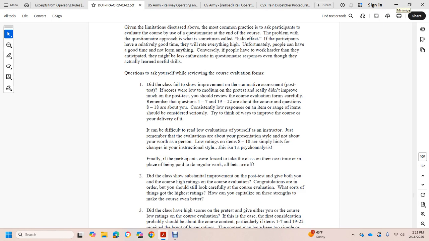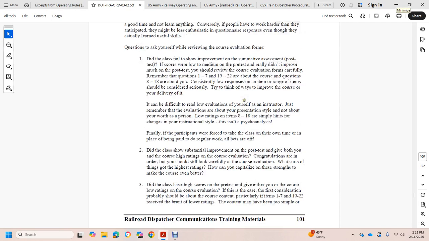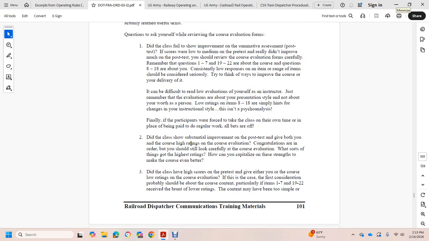Finally, interpret carefully if participants are forced to take the class on their own time, or while being paid to do regular work, and all bets are off. Did the class show a substantial improvement in the post-test and give the course high ratings on the course evaluation? Congratulations are in order, but you should still look carefully over the course evaluations to find the items with the highest rank and capitalize on the strengths to make the course even better.